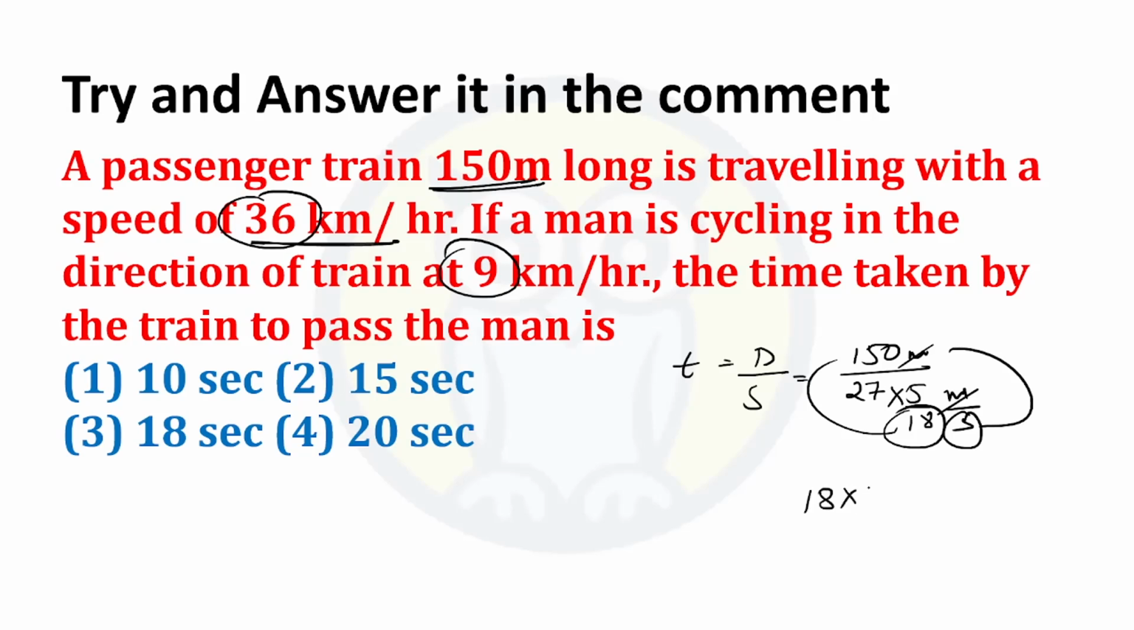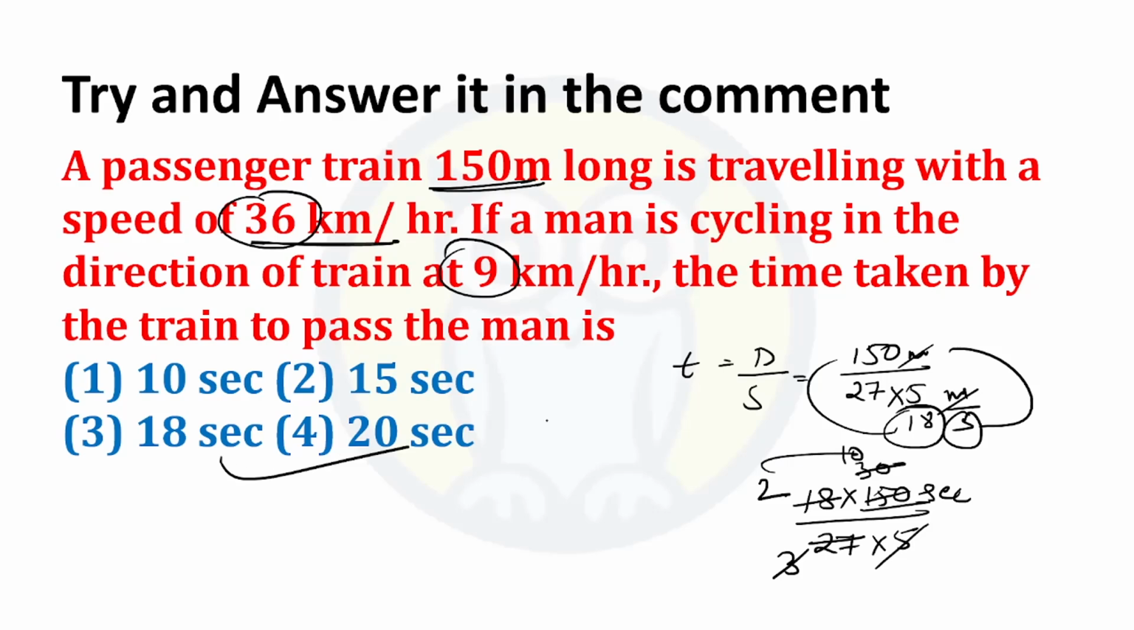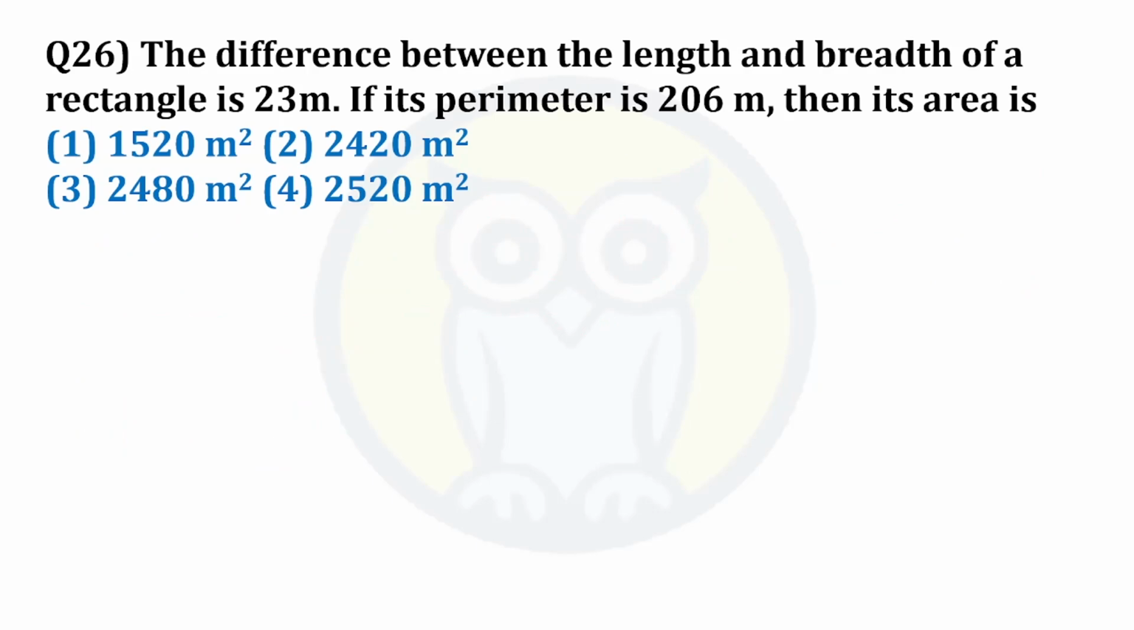So 18 into 150 seconds divided by 27 into 5. 5 cancels and we get 30 times. 9 cancels to 2, 9 cancels to 3, 3 cancels to 10. And 2 into 10 is 20 seconds. This is the correct answer. And today we continue with our mensuration questions.